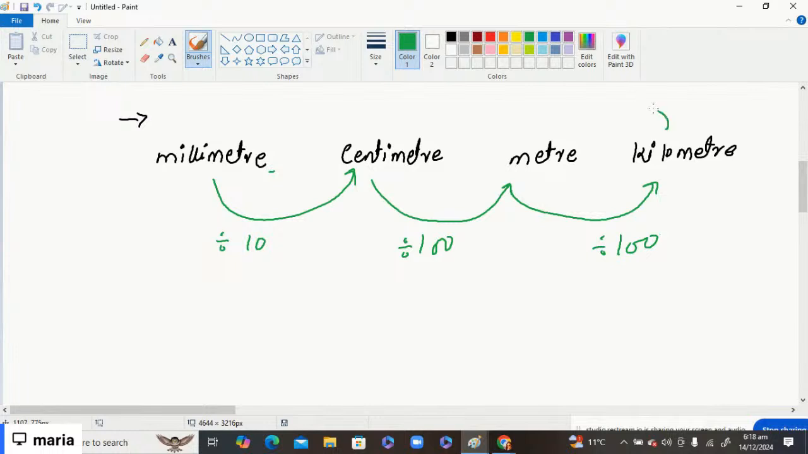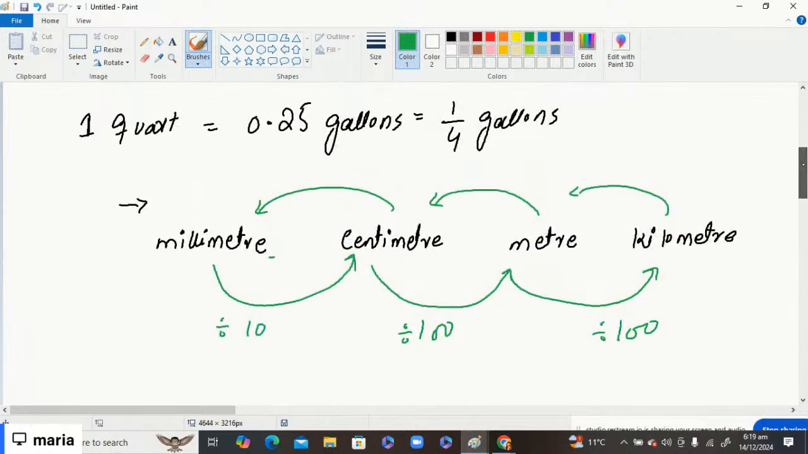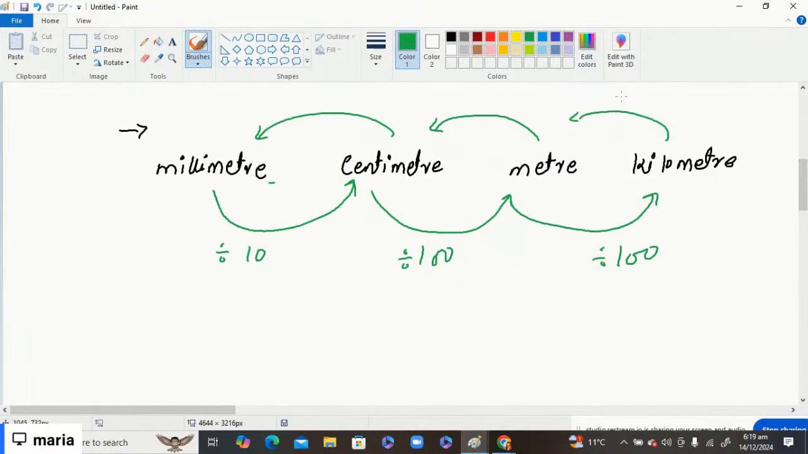But when you convert the opposite of it, like kilometer to meter, you are multiplying with 1000. You are multiplying with 100. You are multiplying with 10. That is the thing.